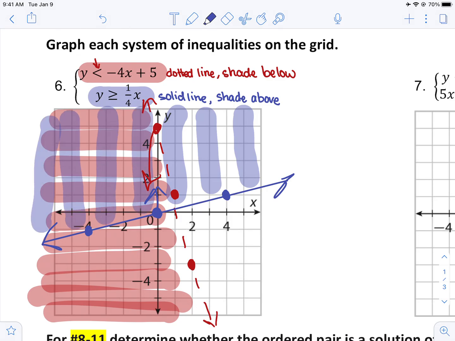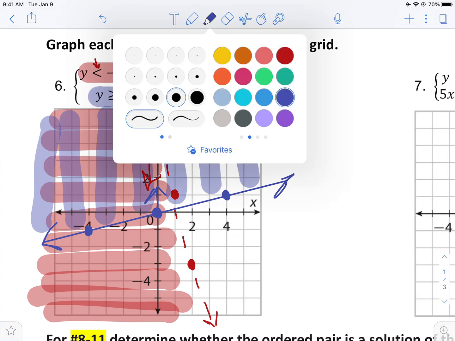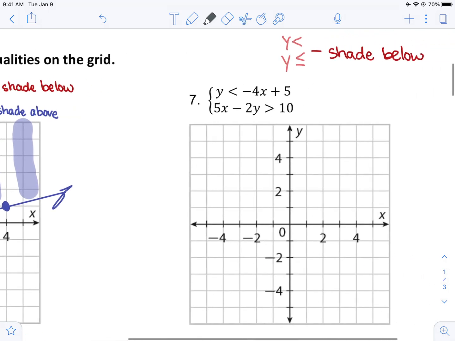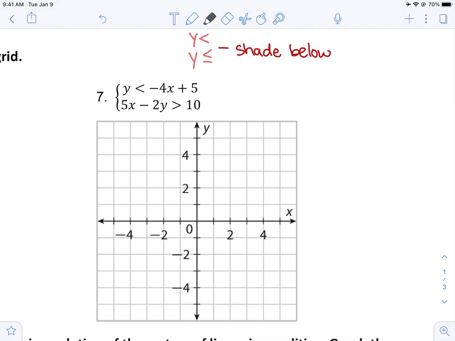Okay, and what we're looking for is the shaded area that overlaps. So I'm going to do this dark gray. So if we see right here, this area overlaps for both colors. So that would be the solution. That would be where we're looking for points to land in to see if they're actually solutions of the graph. Okay, so now we're going to repeat the process, but we got two new equations.